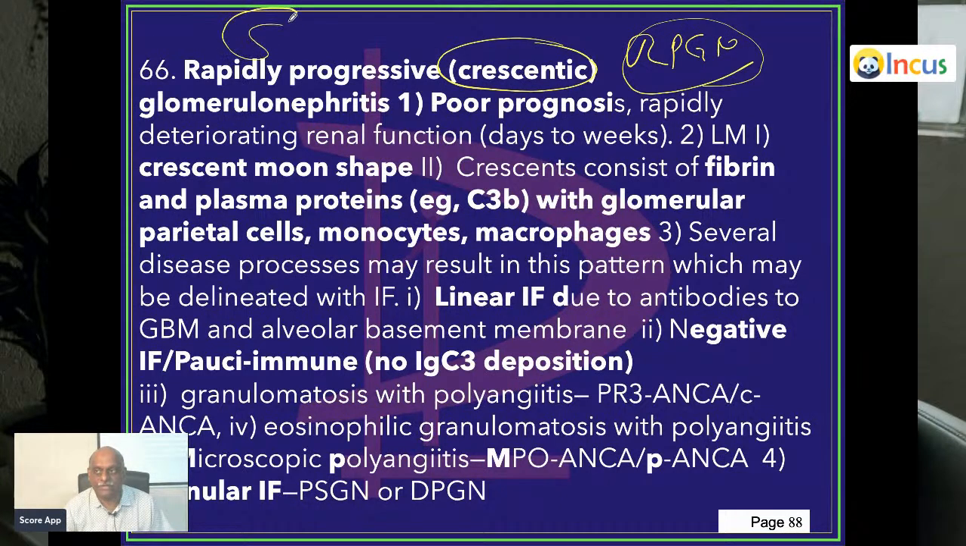Typically, in the Bowman's capsule, you have visceral and parietal epithelium. That parietal epithelial cells proliferate and they form crescent-shaped lesion on the microscopy. So crescents are nothing but proliferative parietal epithelial cells.